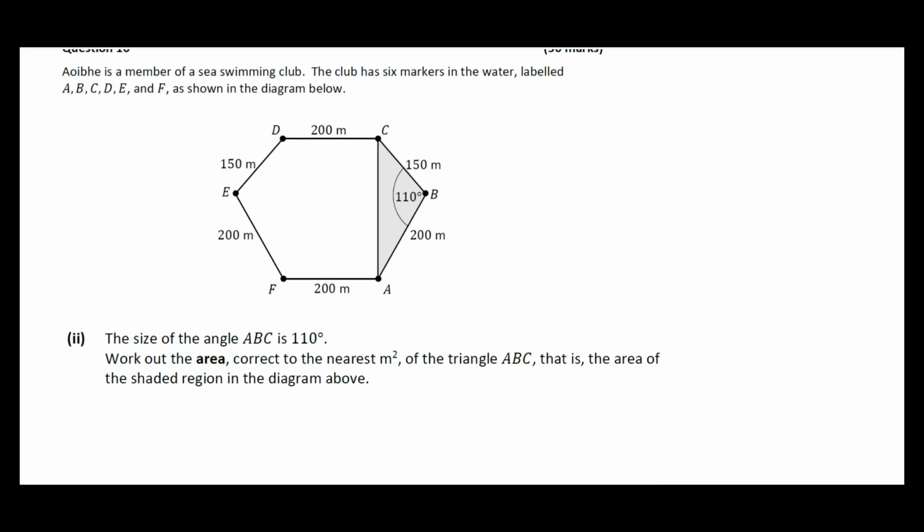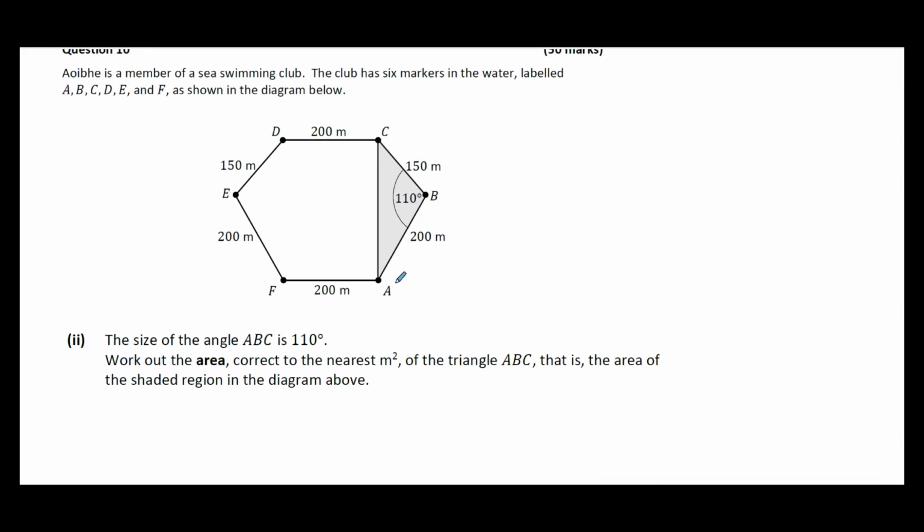Okay, let's see what we have to do here. We have different information given to us in the question. So here we are pointed out to the size of the angle ABC, which is this one here, is 110. Therefore, we have to work out the area, correct to the nearest meter, of the triangle ABC, that is the area of the shaded region in the diagram.